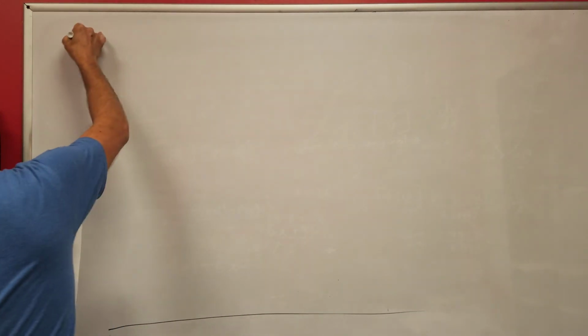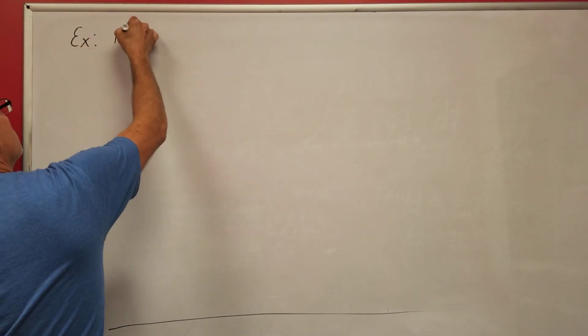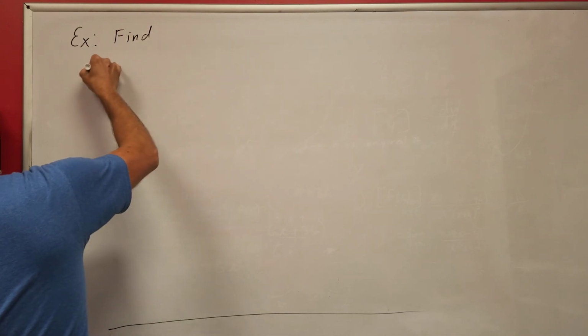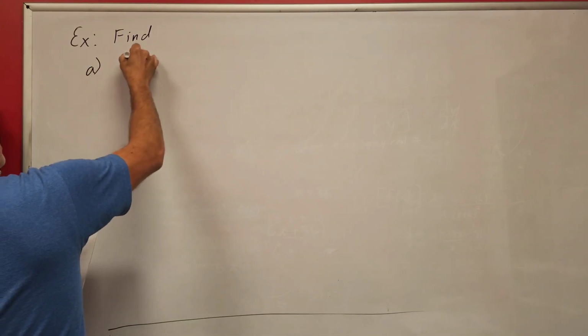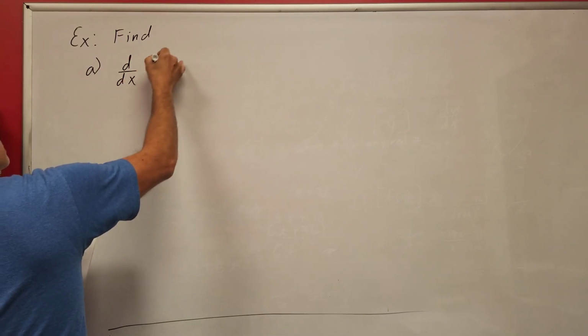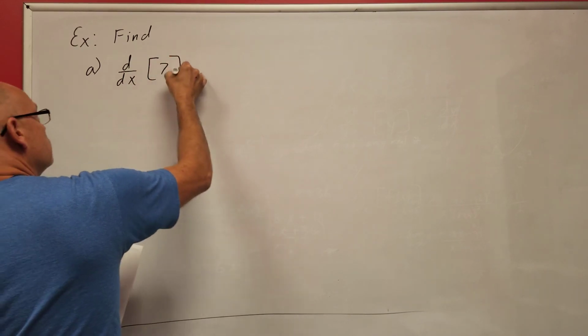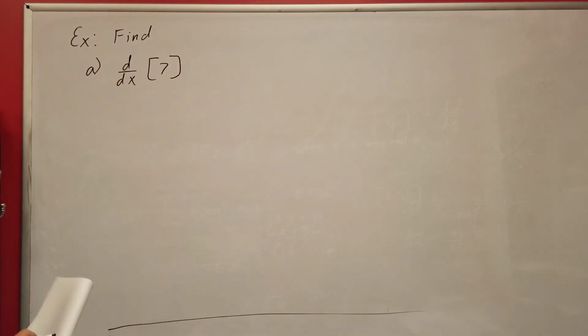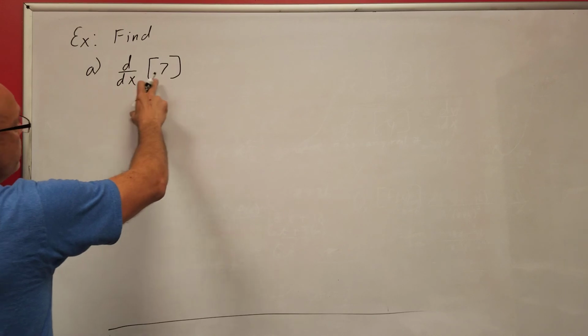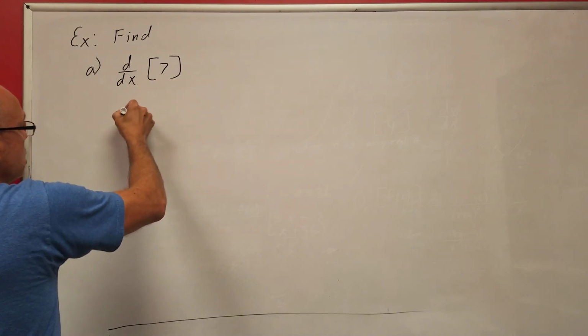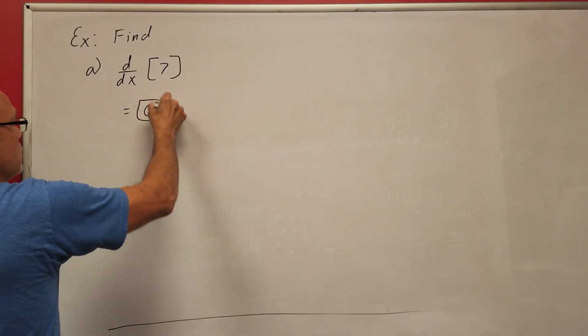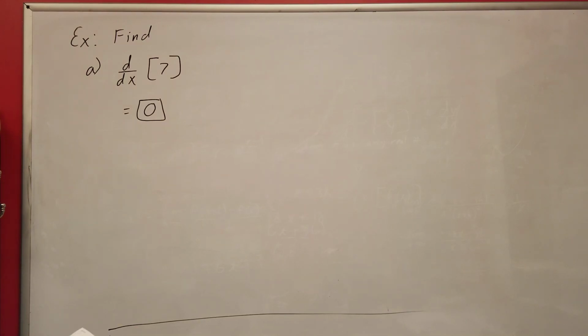Suppose we're told to find, and in part A we're going to have the derivative with respect to x of 7, say. So we're taking a derivative with respect to x of a constant. We just said that that is 0. No work to be done there.